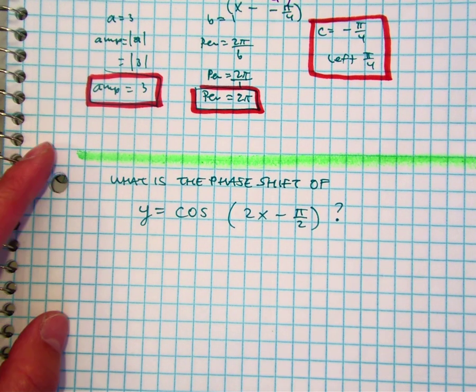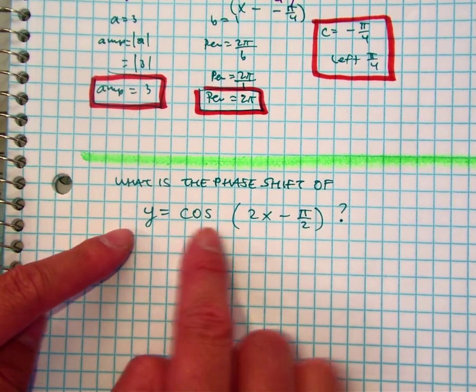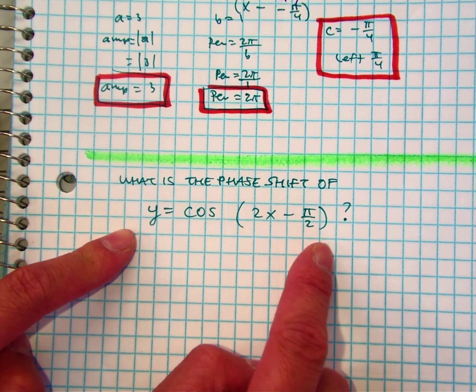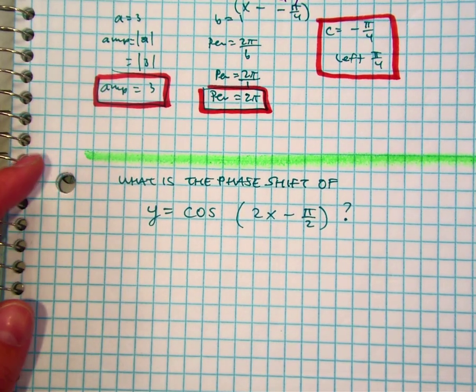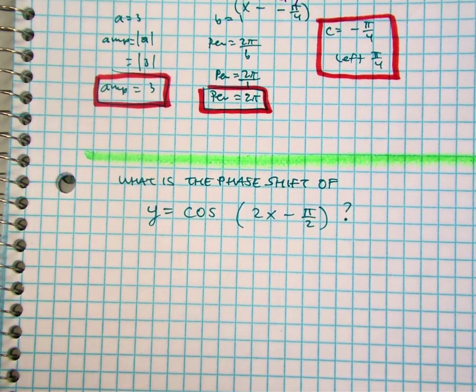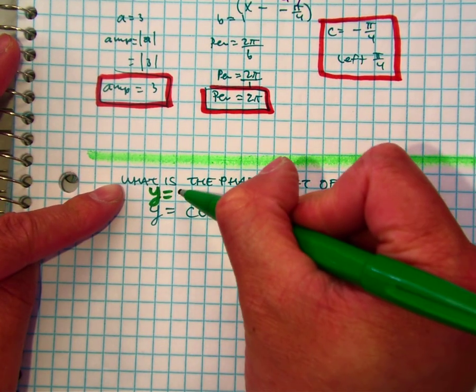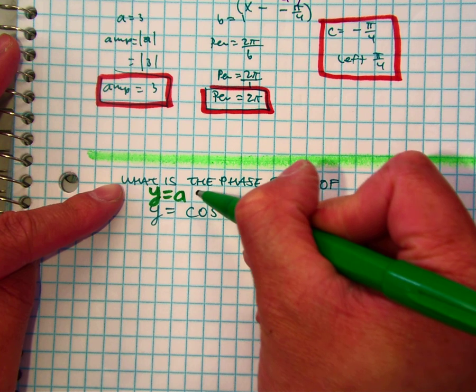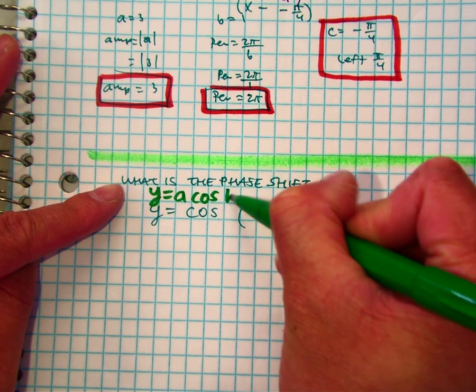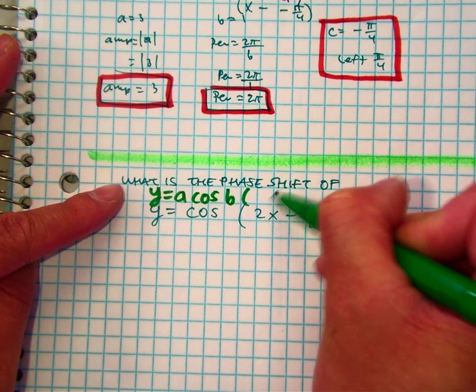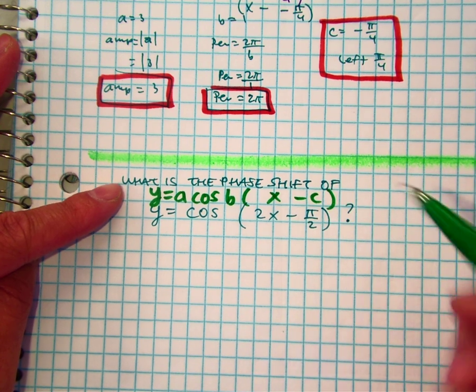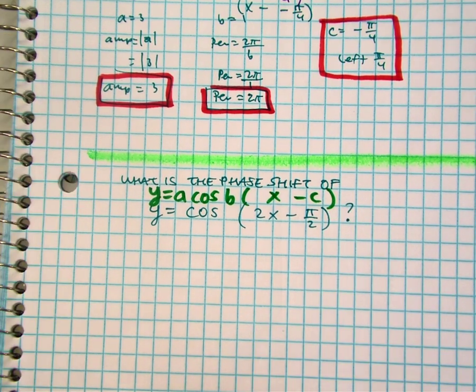Alright, in this problem I asked, what is the phase shift of y equals cosine 2x minus pi over 2? So the first thing I'm going to do is, what am I going to write above it? Standard form. Y equals a cosine b parentheses x minus c. And eventually the d value will be there on the right side.